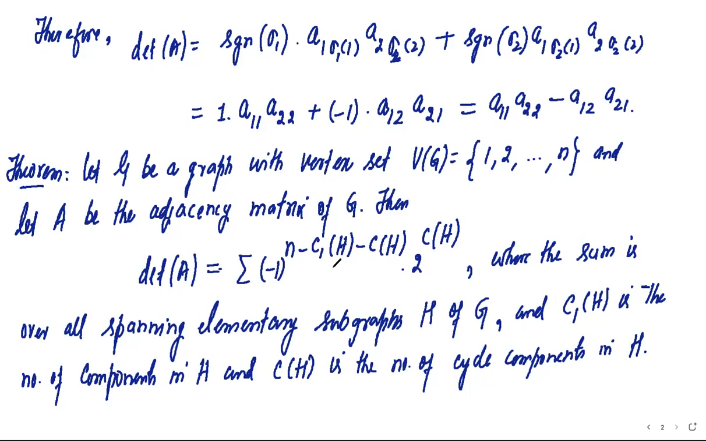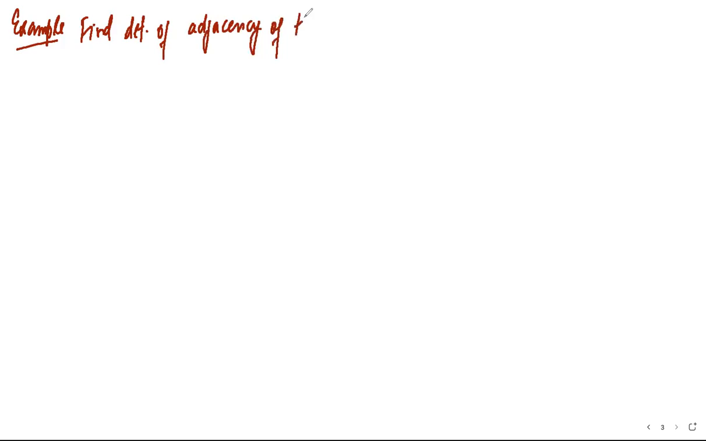Now, before taking up the proof of this theorem, we will take up an example that will help us in better understanding of how this proof works. So let's take an example first, and then we will go into the proof. In this example, we will find the determinant of the adjacency matrix of the graph G using the previous theorem.